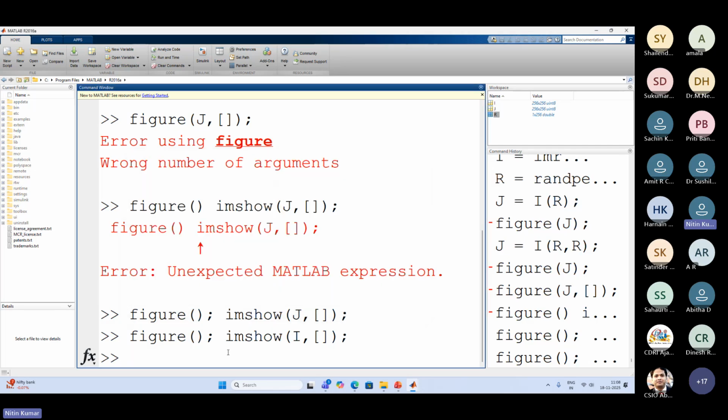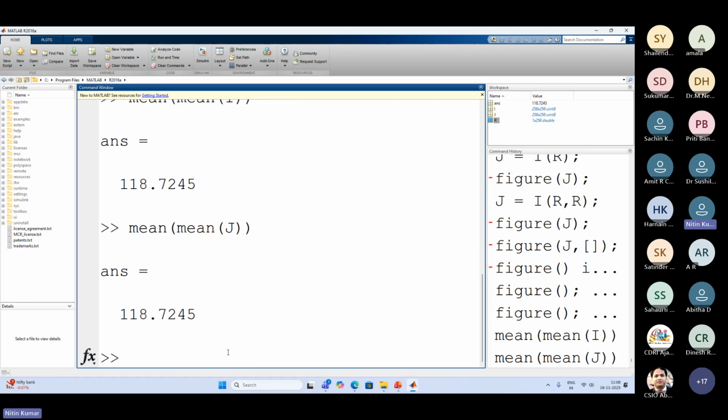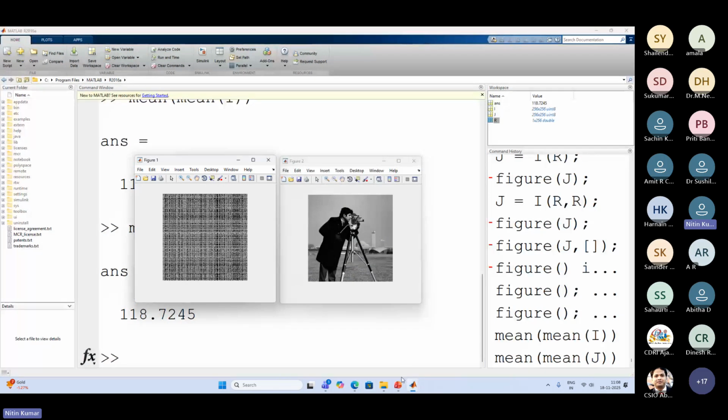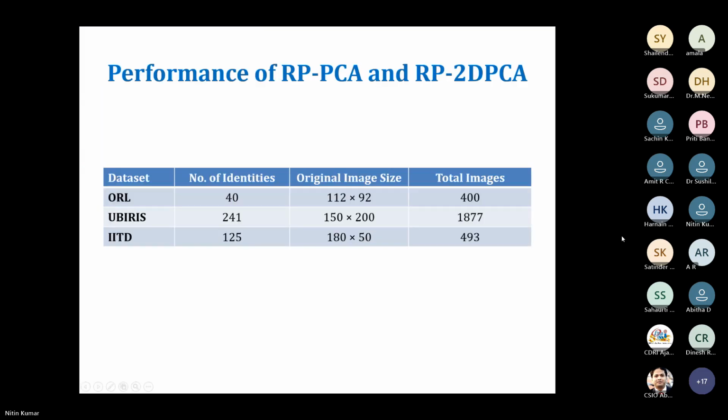So if I just find the mean of this I, the original image, and the mean of this J also, you will find that the same data is there. Just by random permutation I am able to change the representation here. So the same thing we are doing in this research work also.